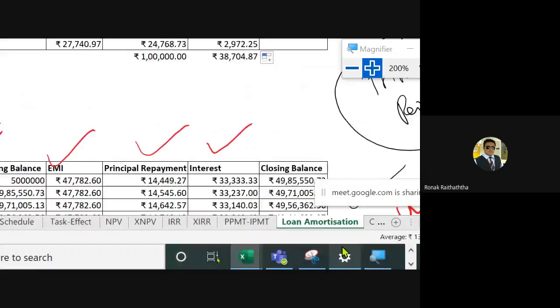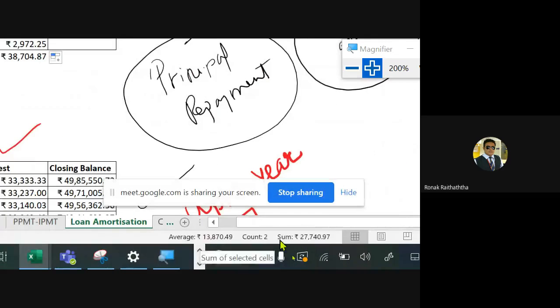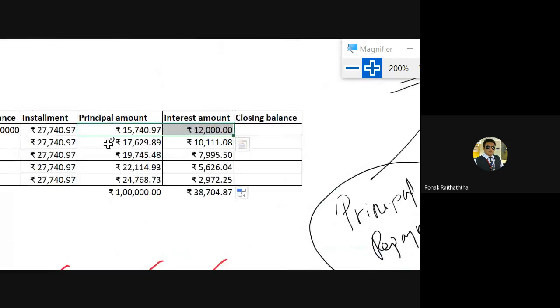If you select, you may see the summation over there. Here my mouse cursor is over there, that is 27,740. So the summation of this principal and interest amount will always be the same in each and every scenario. Only the syntax of principal amount.